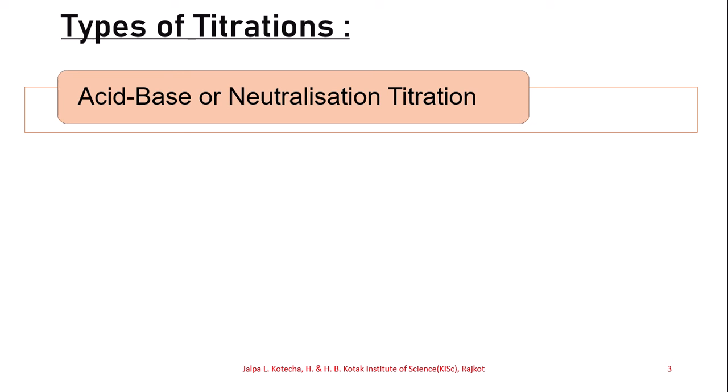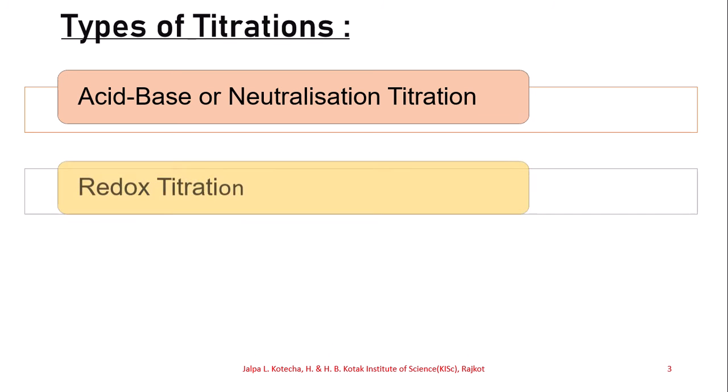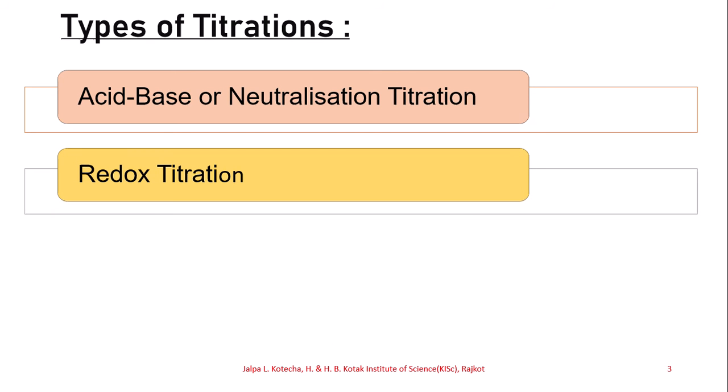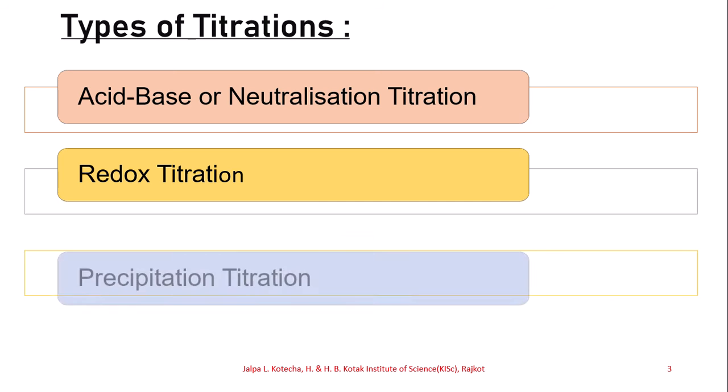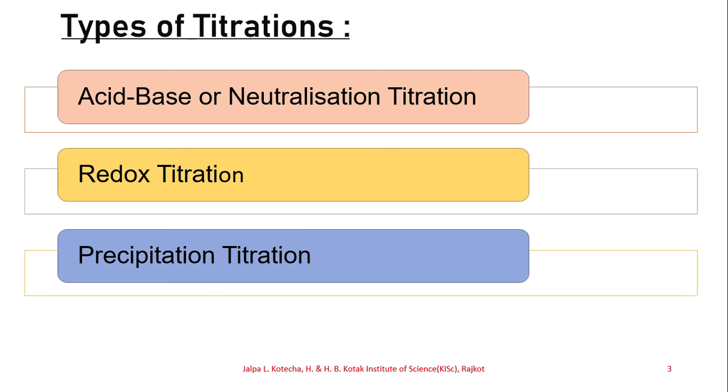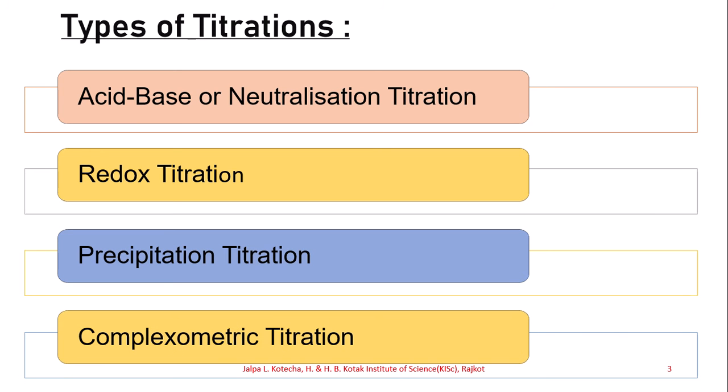What do you understand by a titration? So basically there are 4 types of titrations: neutralization or acid base titration; second, redox titration, in which we are using the oxidizing agent and reducing agent to determine the concentration of an unknown solution; third is the precipitation titration, wherein there occurs the formation of precipitates, the insoluble portion; and the next type is the complexometric titration, that we will take in detail.